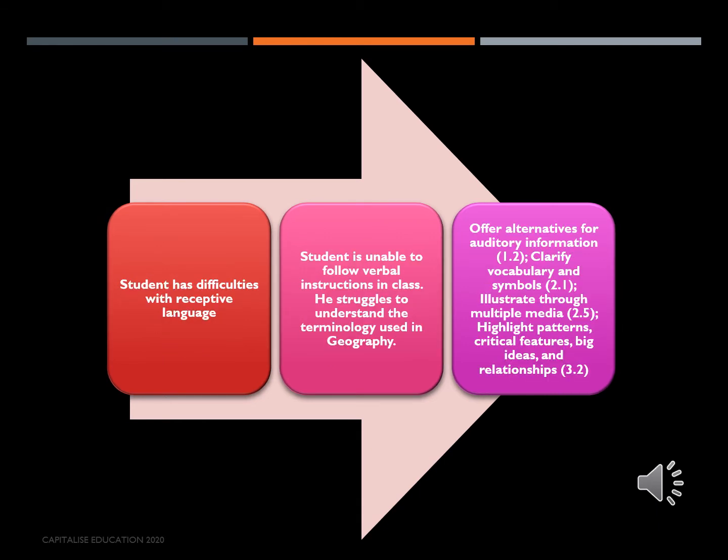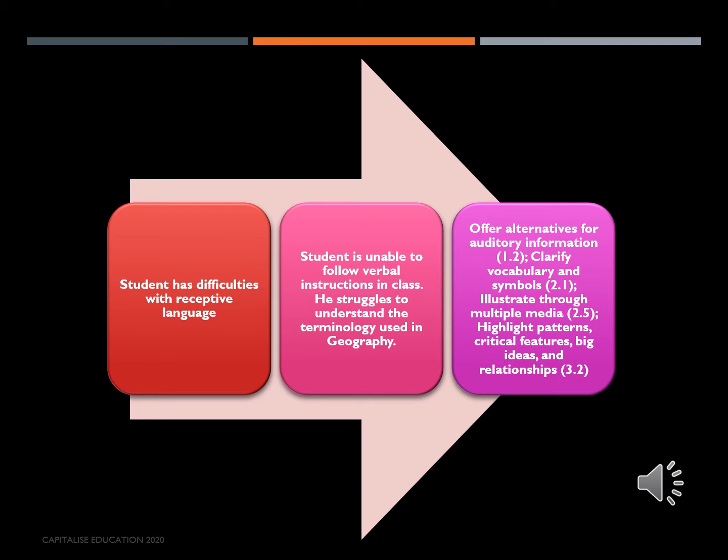Our hypothetical student also has difficulties with receptive language. This means that the student is unable to follow verbal instructions in class. He struggles to understand the terminology used in geography. Now that we've identified the functional impact, we can go to the UDL framework and look at some of the checkpoints that would be useful in supporting the student.